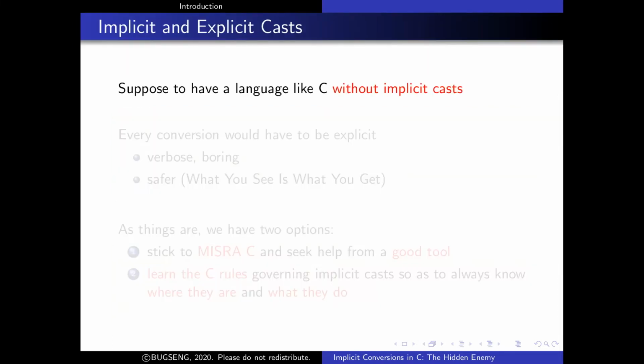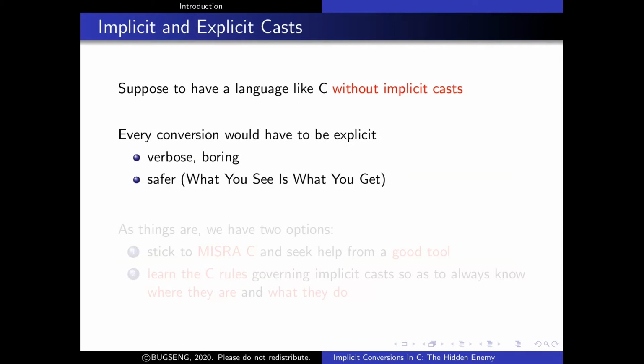So now, suppose we have a language which is not C. It is just like C, but without implicit casts. So every conversion would have to be explicit. It would be verbose. It would be boring to write programs. You would always have to write the casts you need explicitly. However, it would be safer because what you see is what you get.